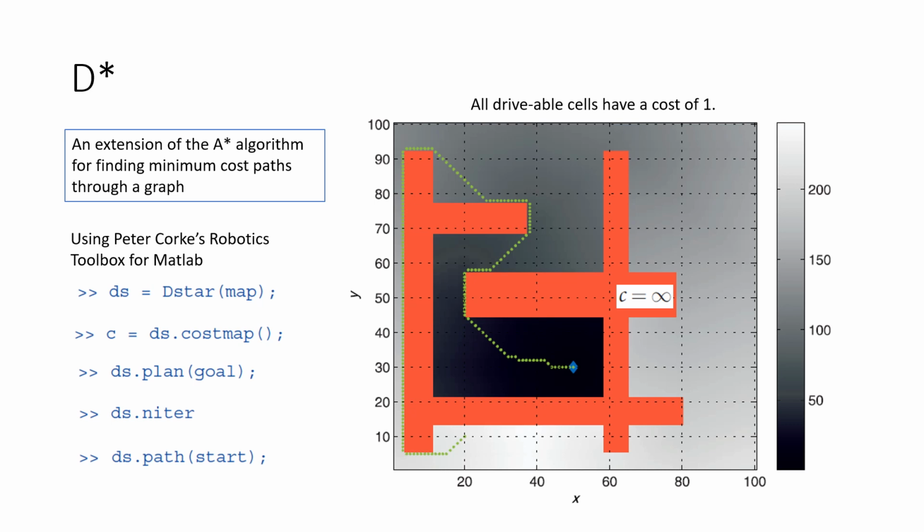So in a nutshell, you can consider this D-star algorithm to be an extension of the A-star algorithm, but with a little twist: it has to find a minimum cost path from the starting location to the final location, and it is going to be a graph-based approach.